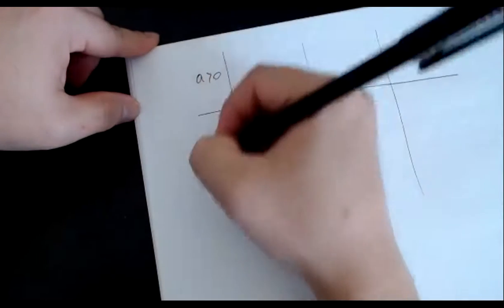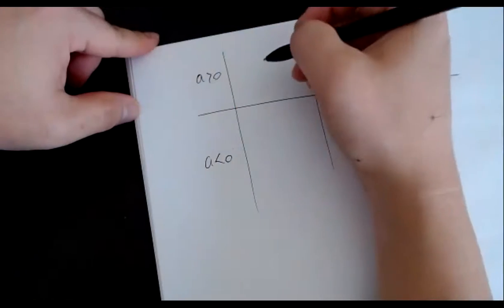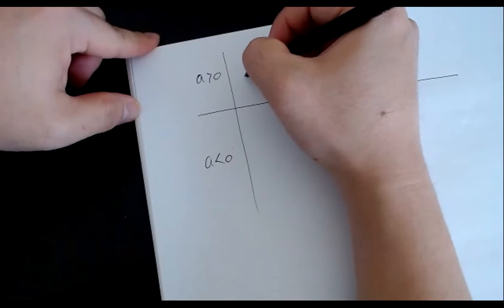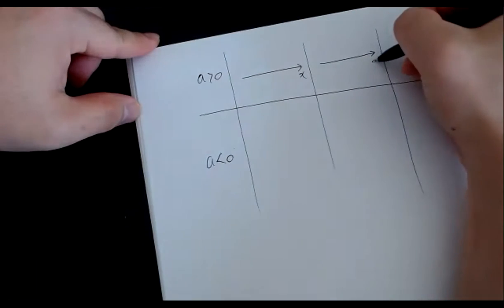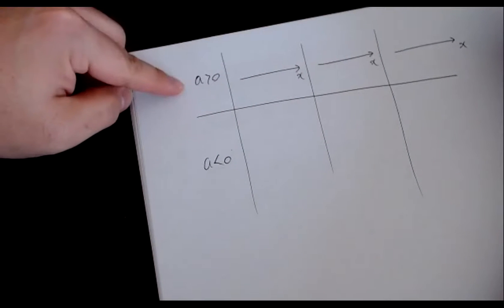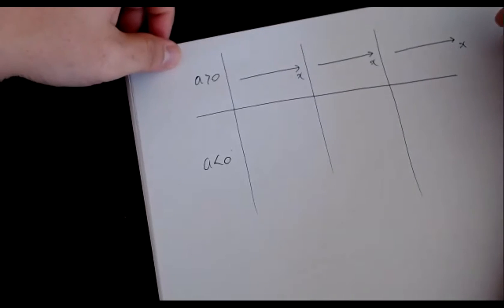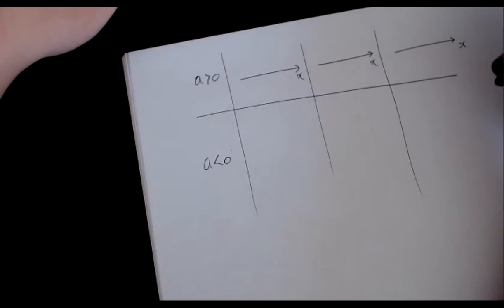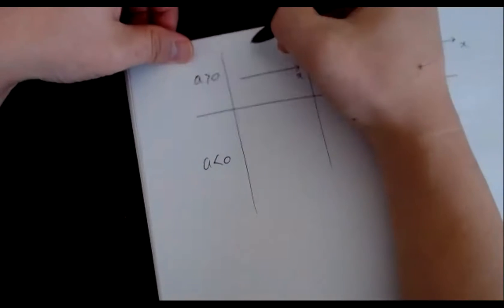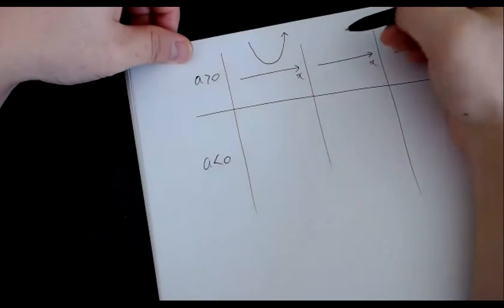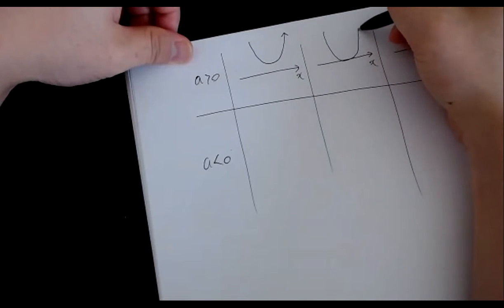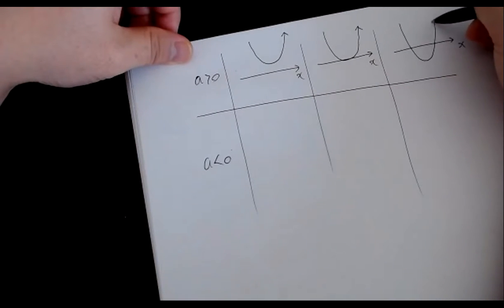So a is greater than 0, a is less than 0. Okay. Here, let's say this is the x-axis. A is greater than 0 means that what? The parabola must be what? Opens up, right? But we can classify the parabola that opens up into three cases: one is just above the x-axis, or just touch the x-axis, and then just cross the x-axis.